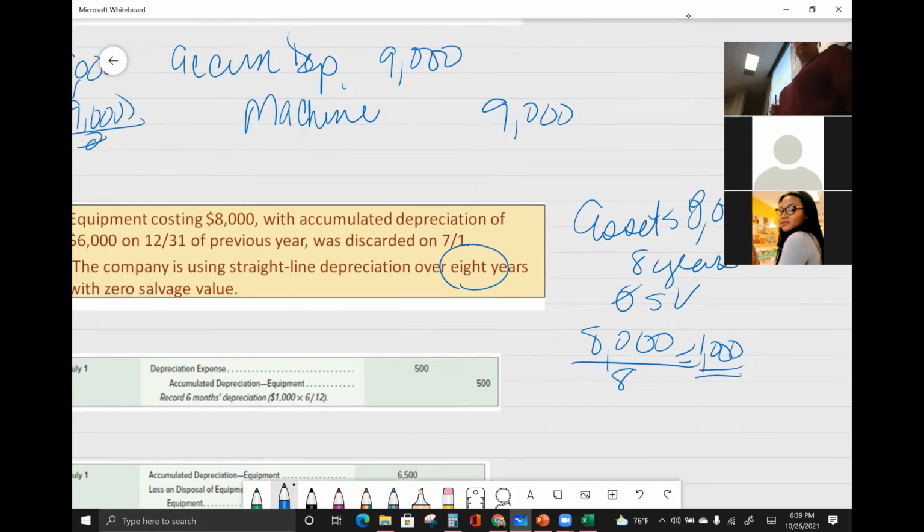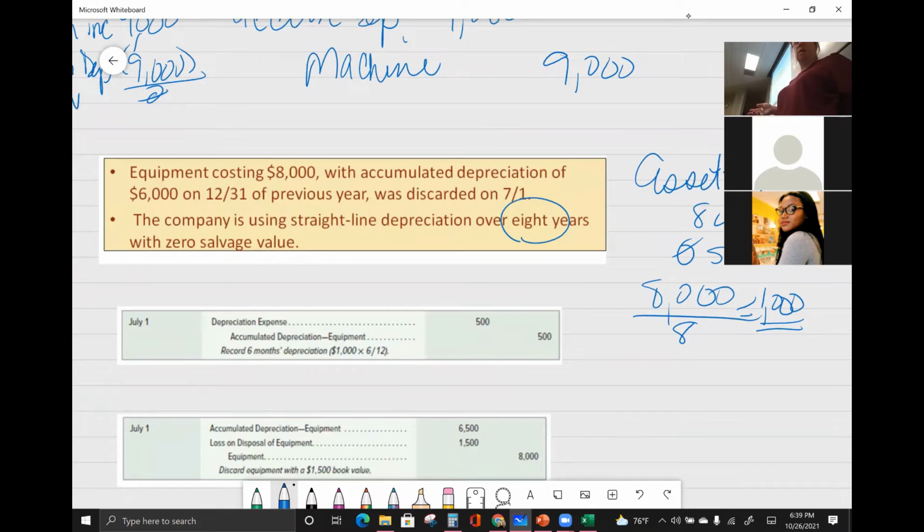So when it says, I'm going to assume I've had it for 6 years because I have $6,000 already in the accumulated depreciation account is what it's telling me. So my net book value at the end of the year is the $8,000 asset less the $6,000. So it's $2,000. That's my net book value at 12/31. Now it's telling me that it's discarded on 7/1. So now this year I've had it for 6 months.